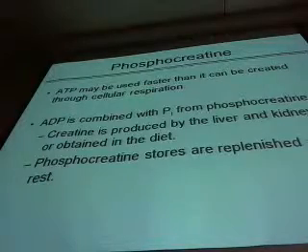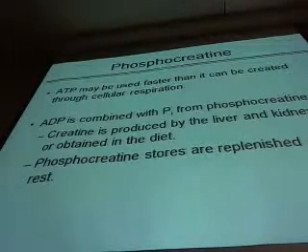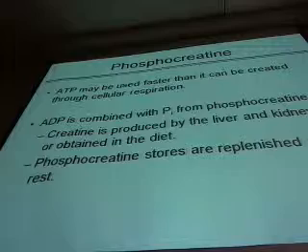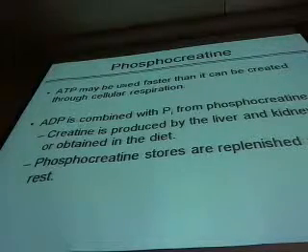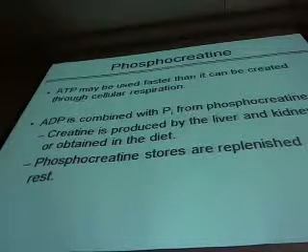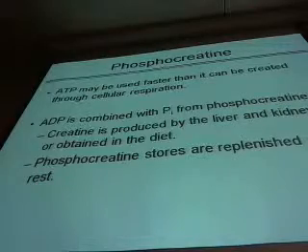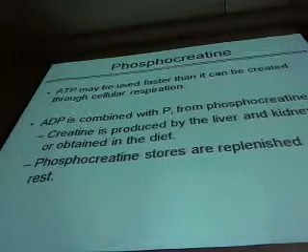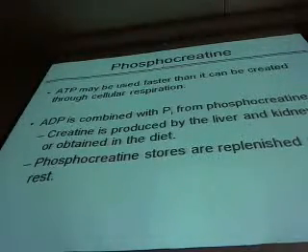Phosphocreatine stores are replenished at rest. When it's replenished at rest, it starts taking ATP, making more ADP, and replenishing your phosphocreatine. In the same way, you keep breathing to replenish the oxygen that's being used up.